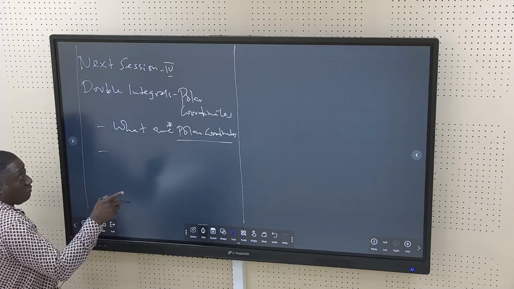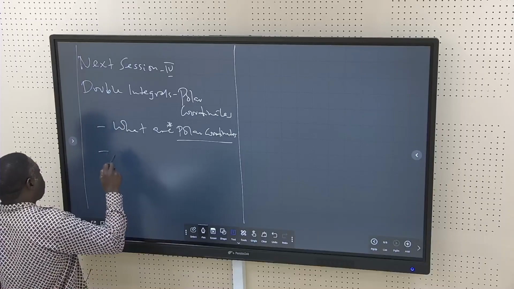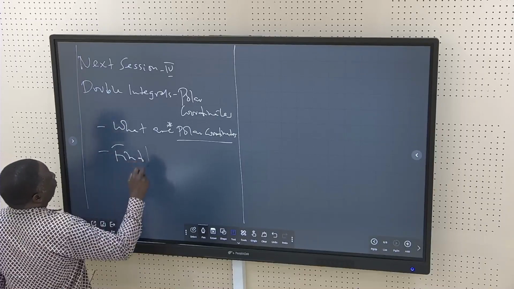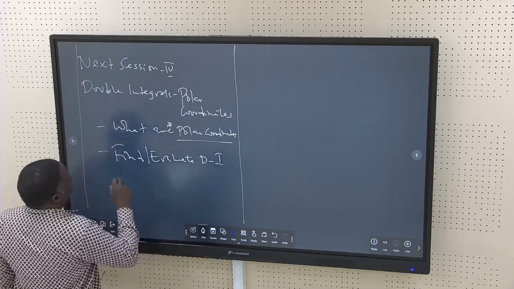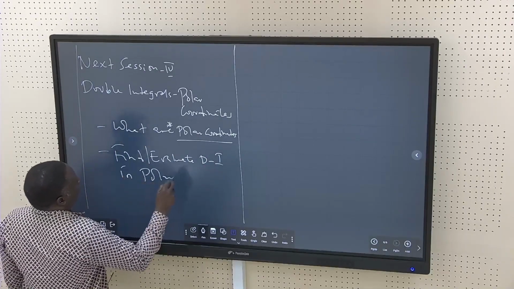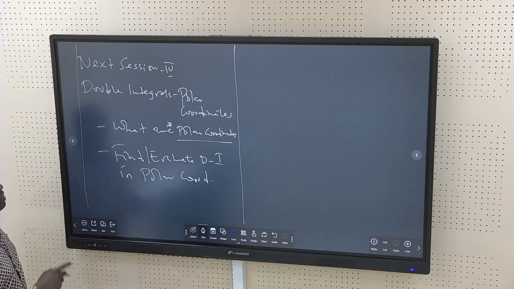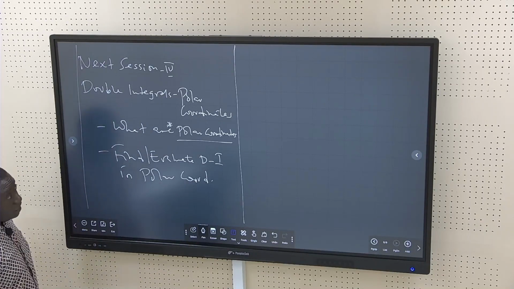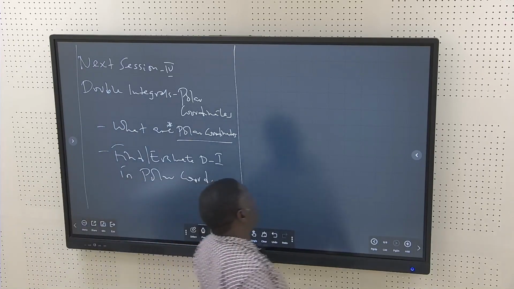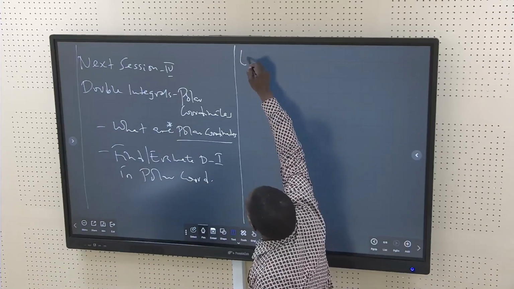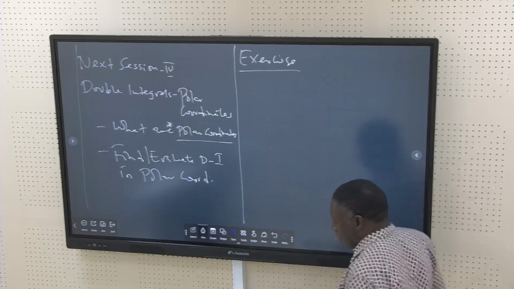We'll have a quick review of polar coordinates. Then after the review, we'll see how to evaluate double integrals in polar coordinates. That is what will be discussed in the next session. So I won't leave you alone. Go and do more exercises. Let me give you these questions. Do them as an exercise and make sure that you do it well.